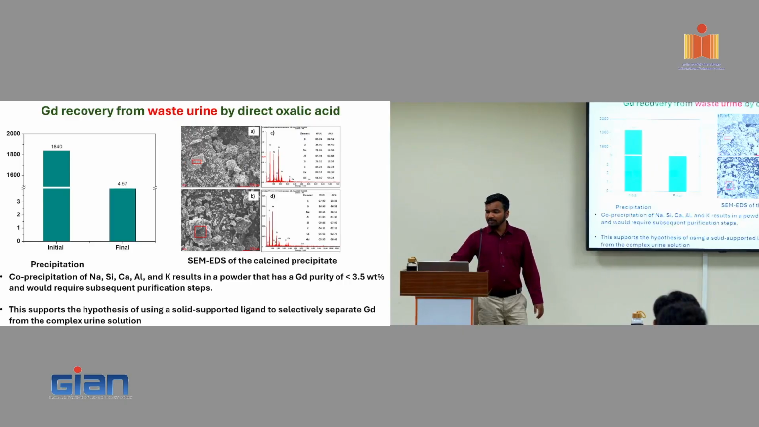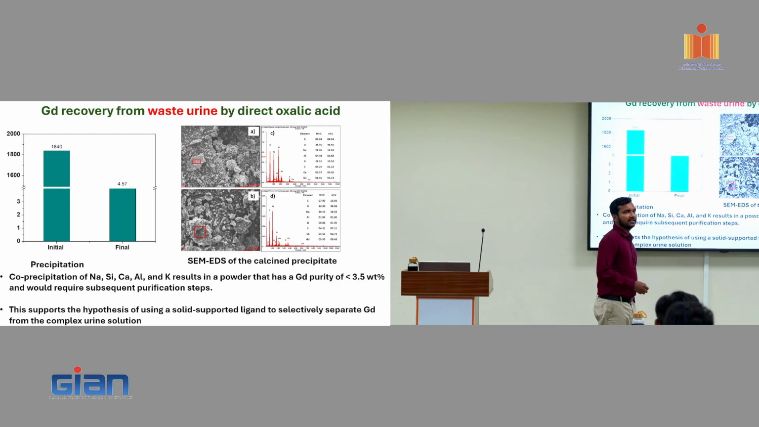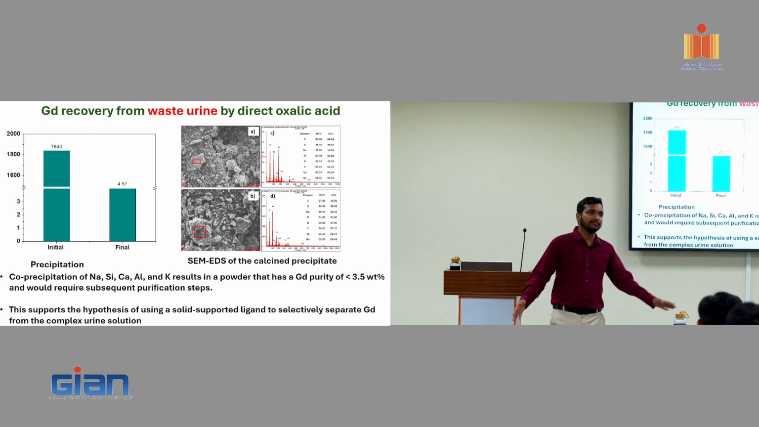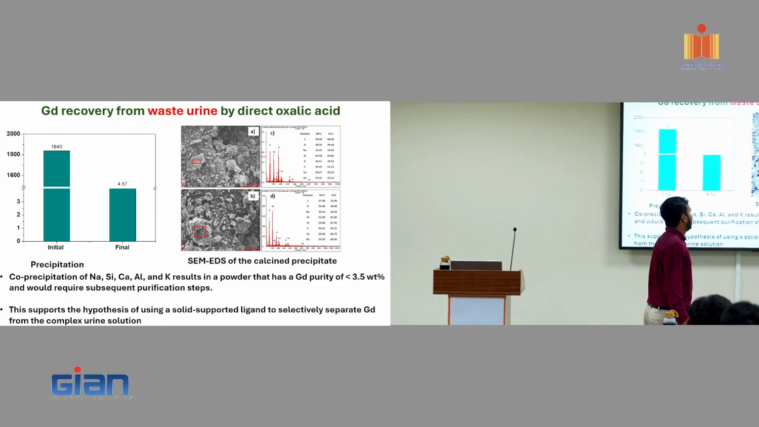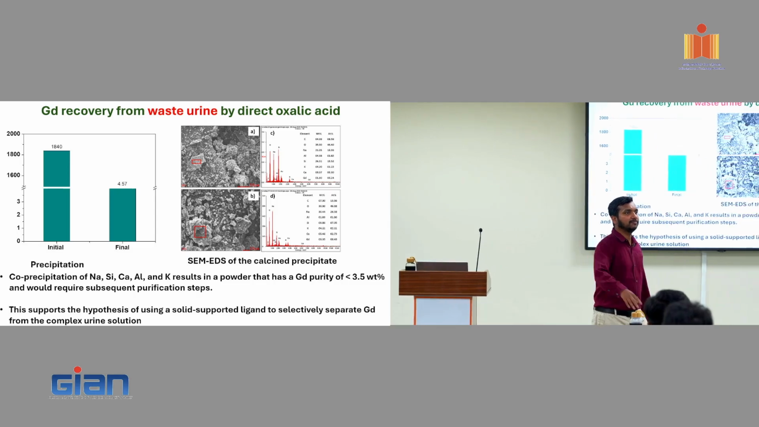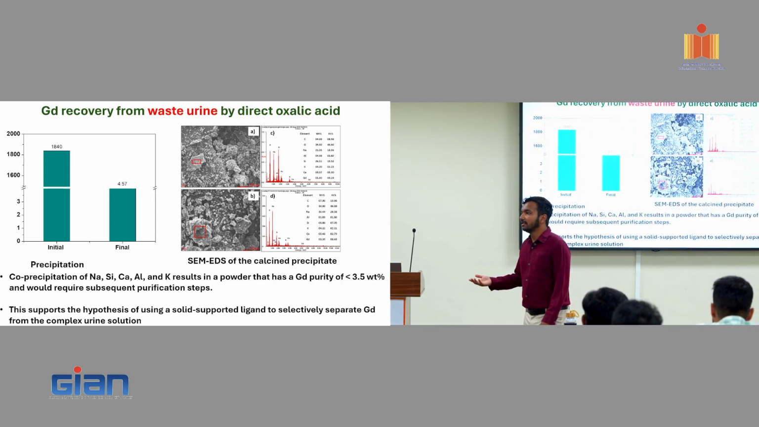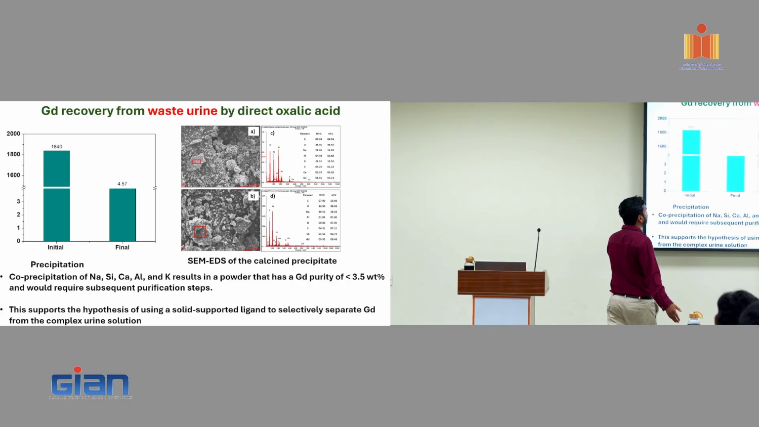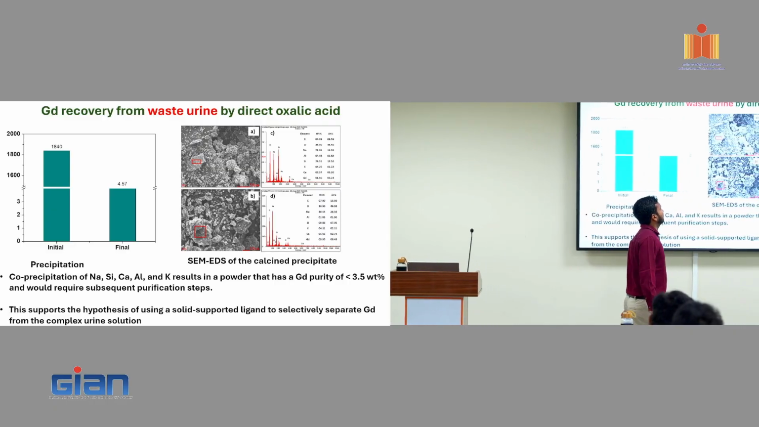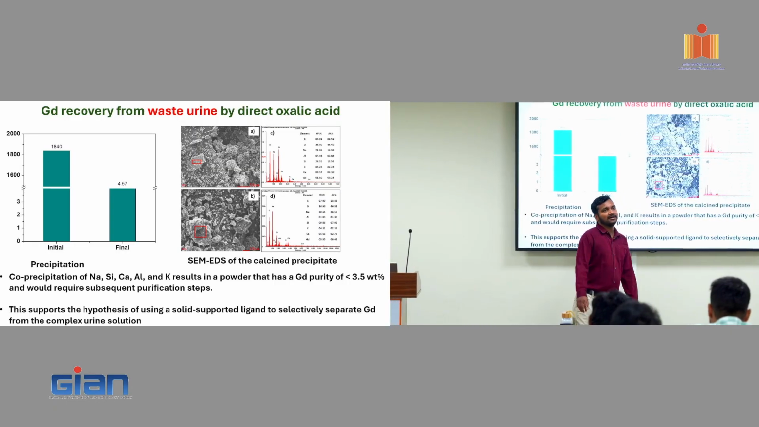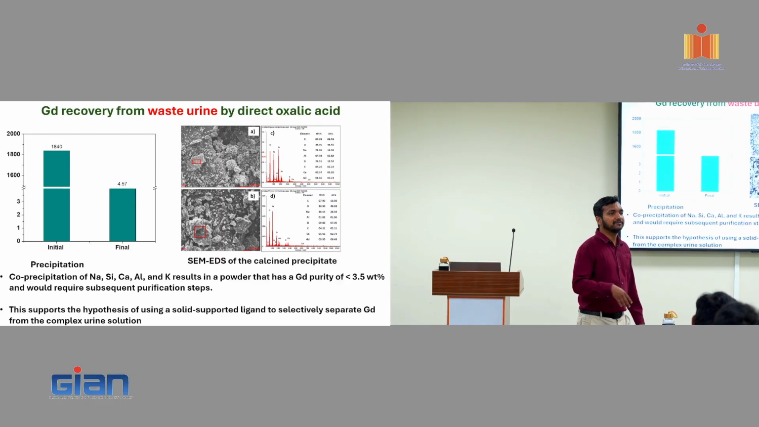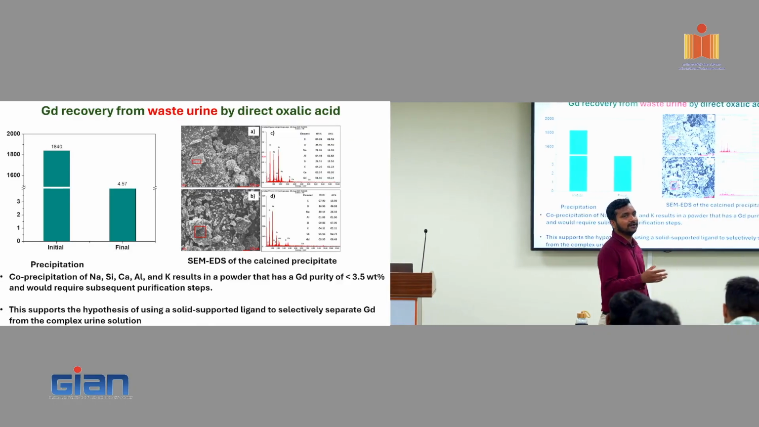Many people will ask, sir, I have urine, so why don't I just do oxalate precipitation in the first step? These media are developed and expensive, so why do I need to run columns? Why not directly do oxalate precipitation and get the precipitate? We tried that also. We added oxalate precipitation directly to the urine and looked at what it has. It has sodium, aluminum, silica, calcium, magnesium. So it precipitated everything along with the gadolinium. Again, it forms a complex, but the complex is not in a liquid now. It is in a solid form.